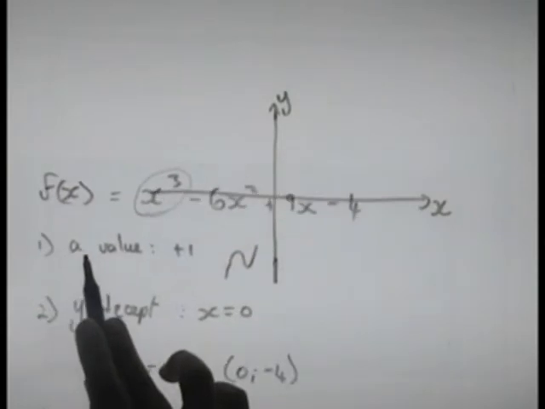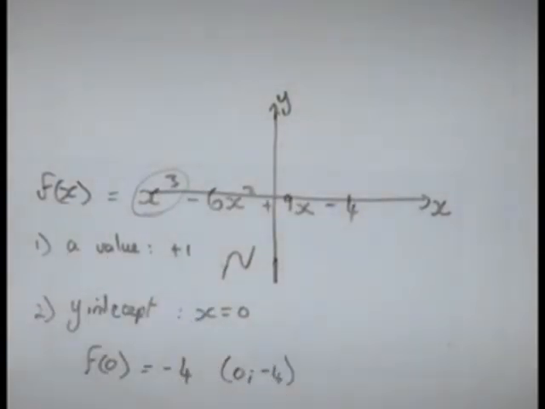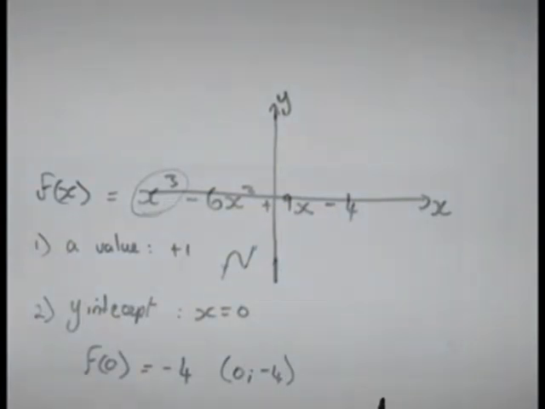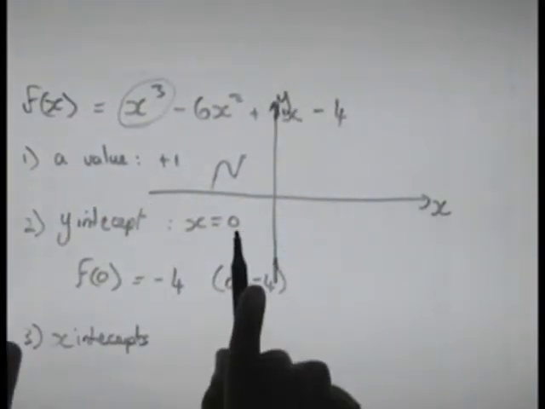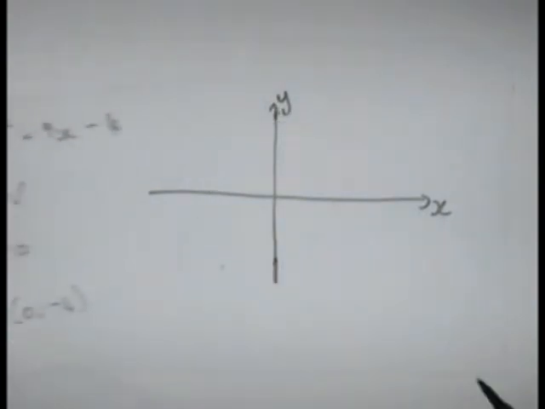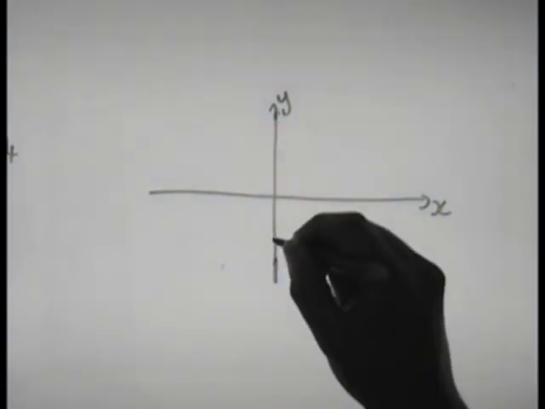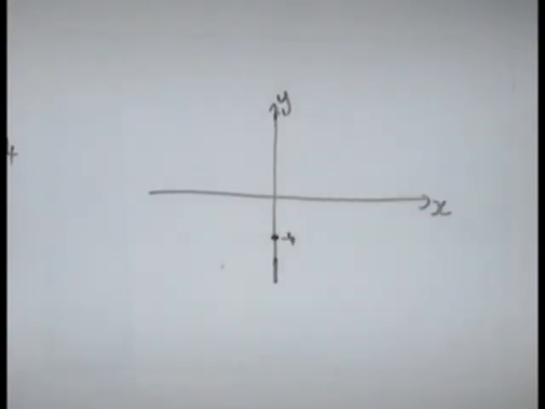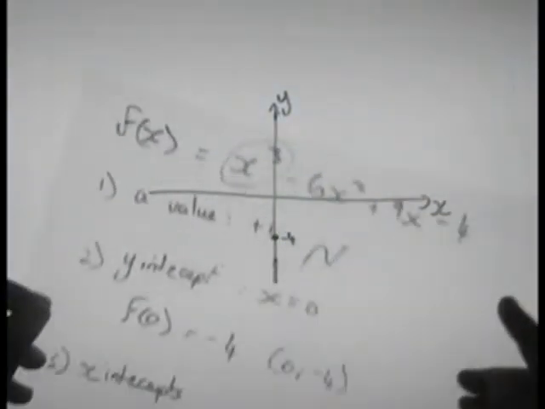Our a value was positive 1. That means that our shape of the graph is like that. Keep that in mind. The next thing we look at is our y-intercept, or rather when x is equal to 0, our y value is negative 4. That will come somewhere over here. Let's just call that negative 4. That means that that point over there is our y-intercept.